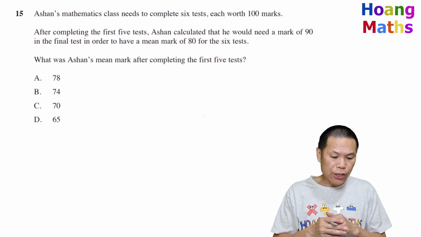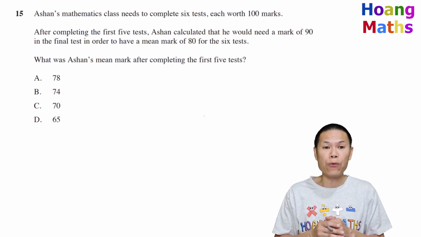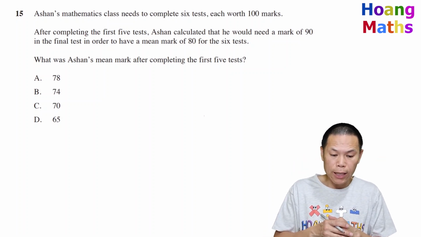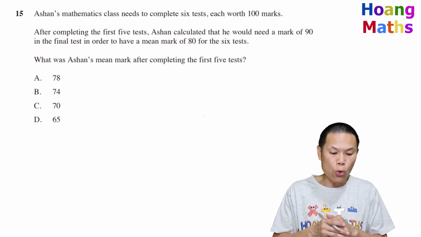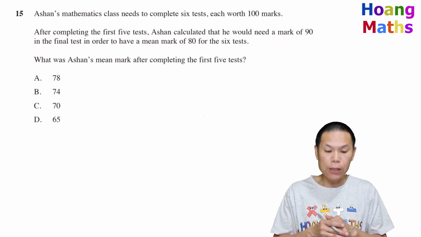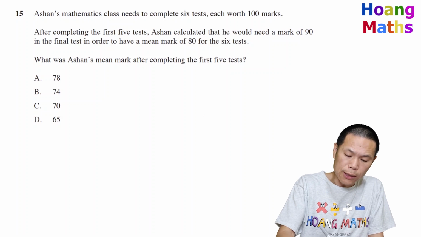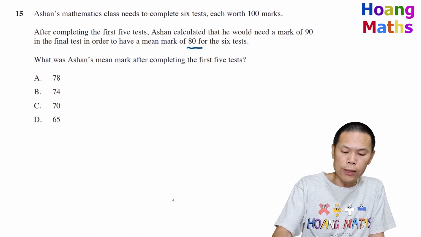Last one. Ashan's mathematics class need to complete 6 tests, each worth 100 marks. So we know that there are 6 tests altogether. After completing the first 5 tests, Ashan calculated that he would need a mark of 90 in the final test in order to have a mean of 80 for the 6 tests. So we need to know that for 6 tests, the mean is 80. So therefore, the total for 6 tests, we can just go 6 times 80 or 80 times 6.